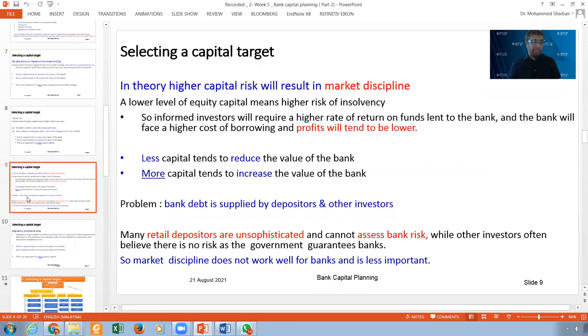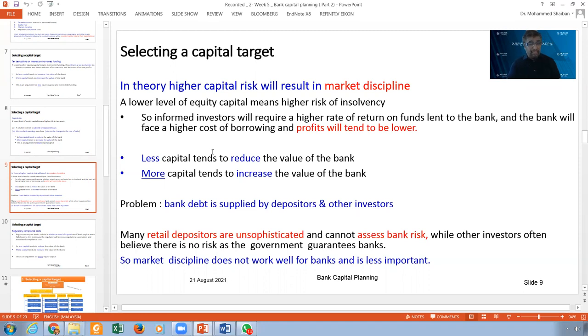Let's talk about the market discipline. Now, the market discipline is actually connected to the capital risk. So if there is a capital risk, we will have two parties, two stakeholders. One of them is the depositors and the other one is the investors.